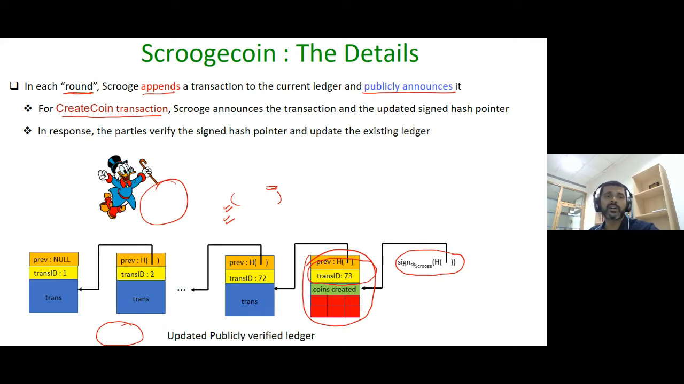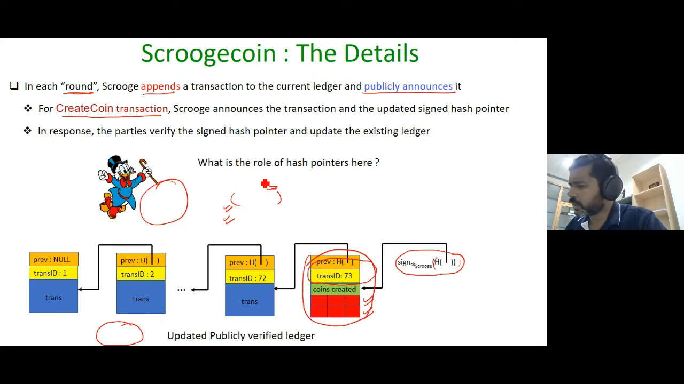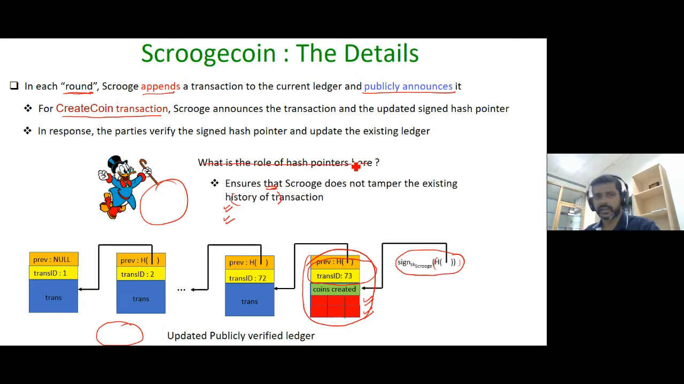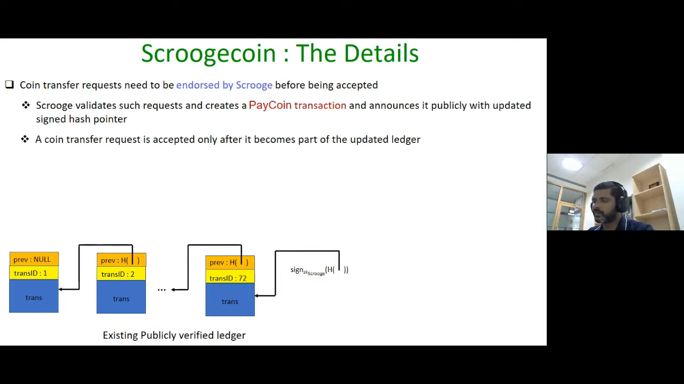So as and when Scrooge is announcing new blocks, every entity goes and updates their respective copies of the ledger. So if the 73rd block is of type coins created, everyone just verifies whether the Scrooge signature is present or not, and whether the head hash pointer here refers to the new block which has been created. If both verifications pass, then all these newly created coins are endorsed and they will be accepted in the system. Okay, so forget about the role of the hash pointers here. That's not important here. So that's one type of block created by Scrooge and announced.